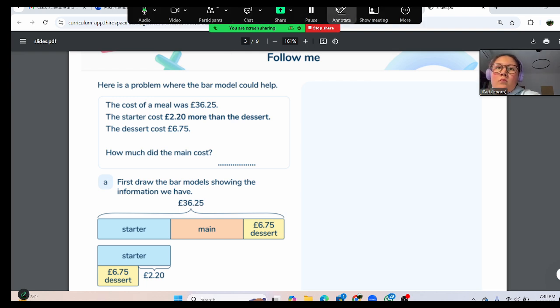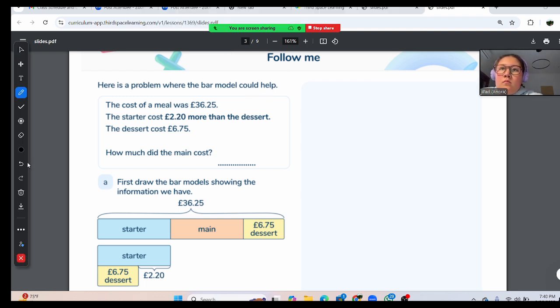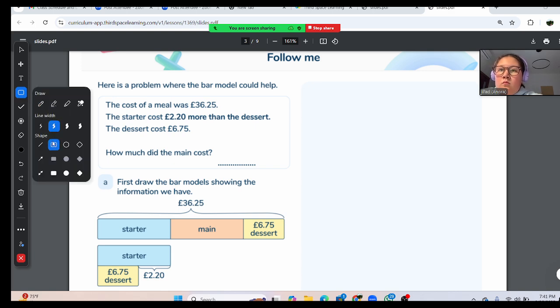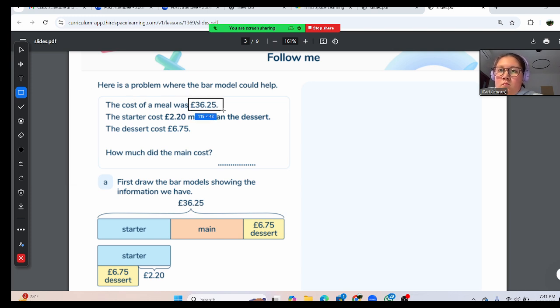Now, here is a problem with a bar model. For that you have to use a bar model. So the cost of the meal was 36 pounds and 25 cents. The starter cost 2 pounds 20 cents more than the dessert, and the dessert cost is this much. So basically the first step is you would make a bar graph.